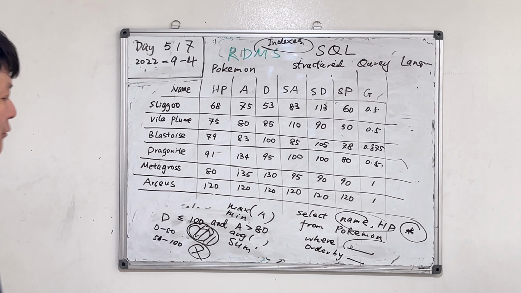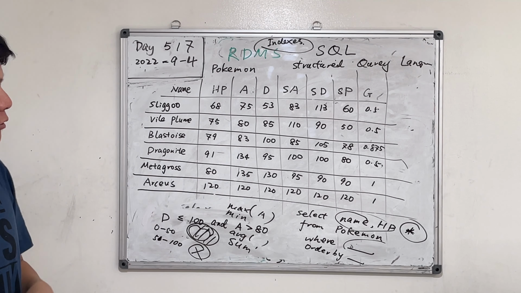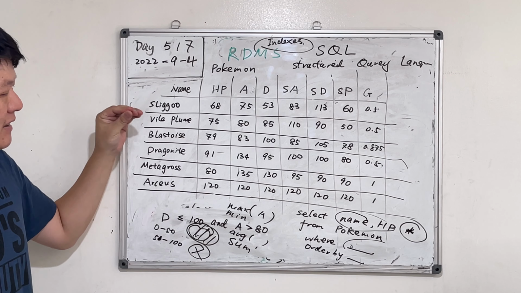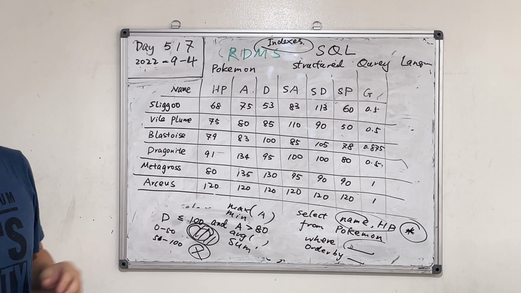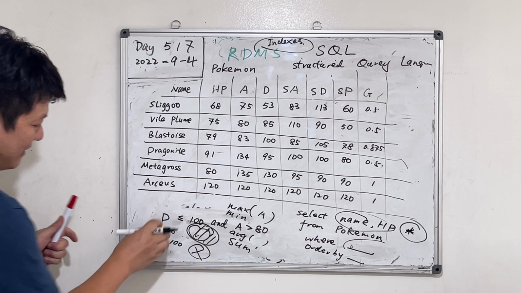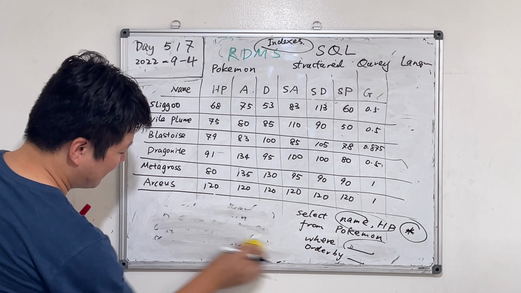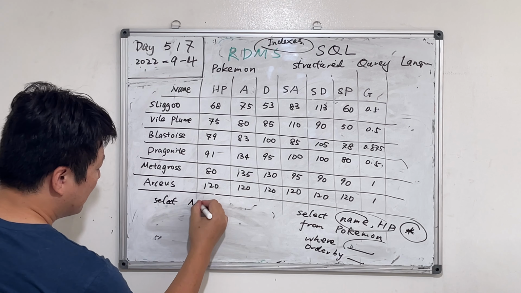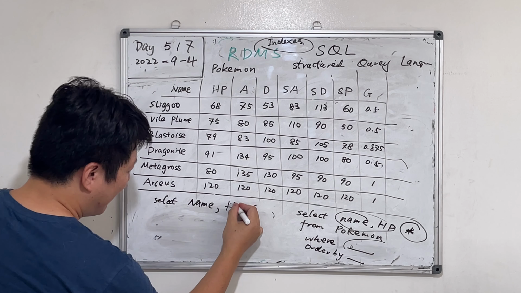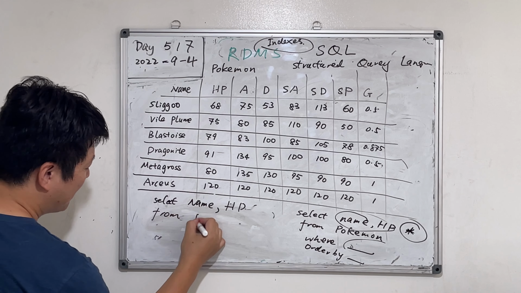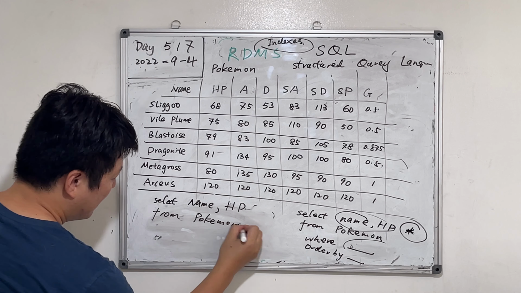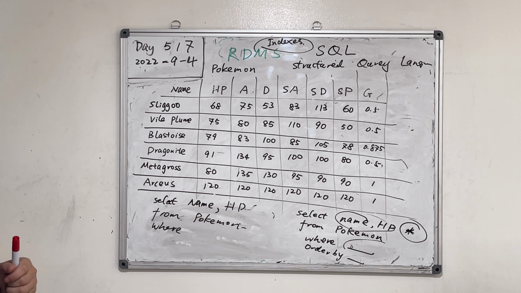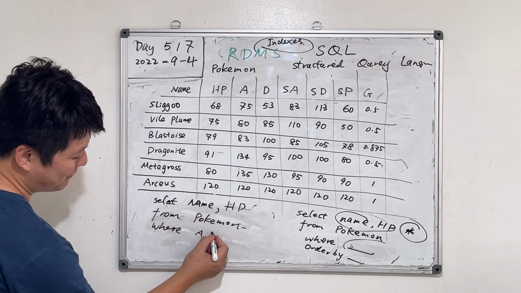Okay, I'm going to give a quiz, okay? We want to find out the name and the HP of the Pokemon where its attack value is bigger than the defense. How can we write the SQL? You don't need to look for it, just write the SQL. So how? Select name, yeah. HP, yeah. From Pokemon. This is a table name. And where what? Attack is bigger than defense. So A is bigger than D.